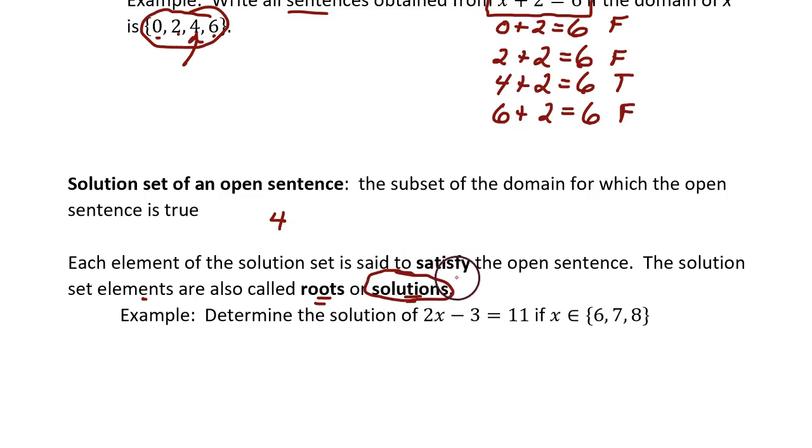We will talk about solving open sentences in algebra class. Here's an example. Determine the solution of 2x minus 3 equals 11 if x is an element of the set 6, 7, and 8. We're asked to solve this equation, figure out the solution for x, and we're given a list of possibilities. So from this domain, which of these 3 numbers works for x? That would be x equals 7. 2 times 7 is 14, subtract 3 is equal to 11.